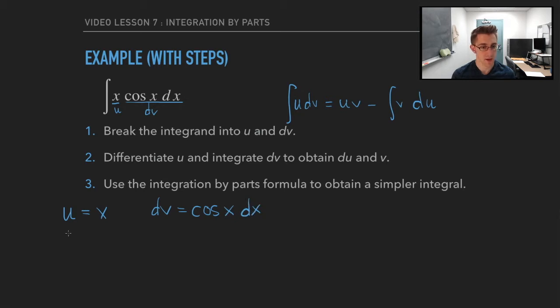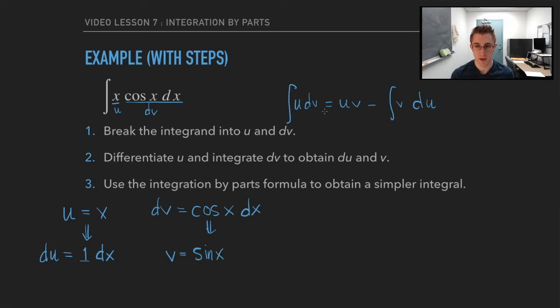So I differentiate the u to get du, and remember, when I differentiate x, I get 1, but we're also going to write the dx in here. So we're keeping things when we can as a relation between differentials. And over here, I take an antiderivative, so I get v is sine x.